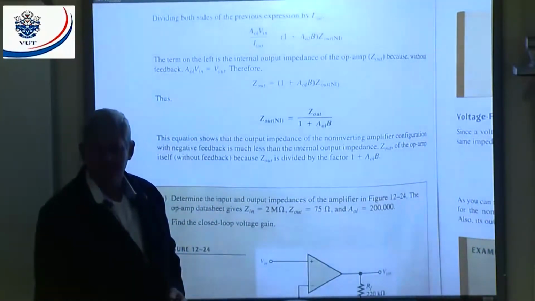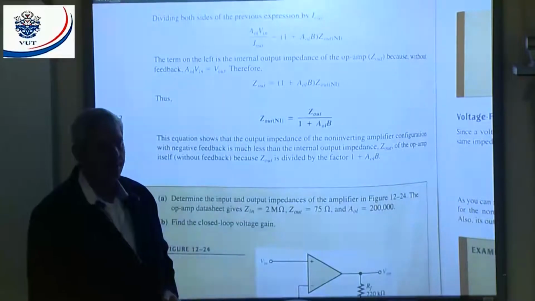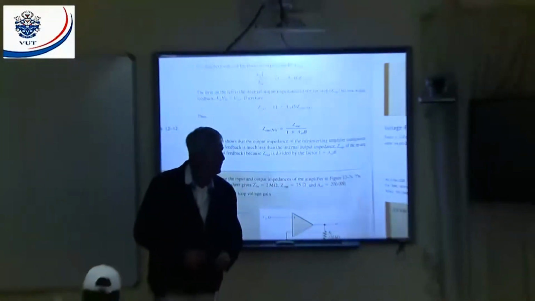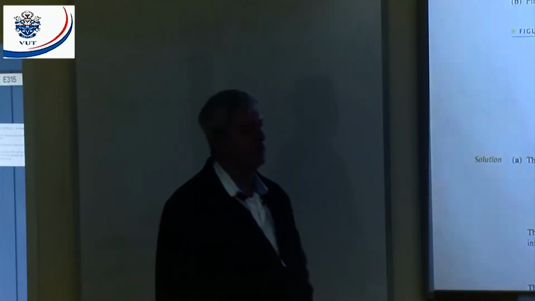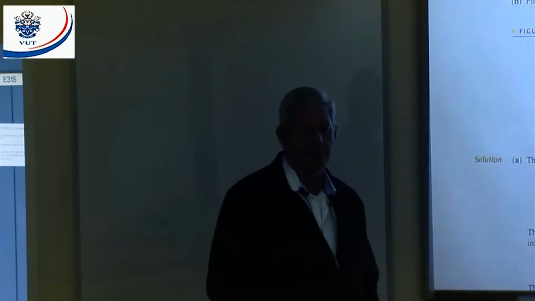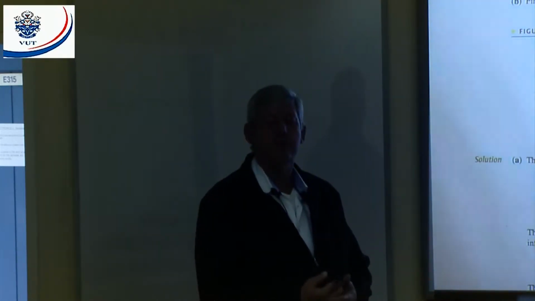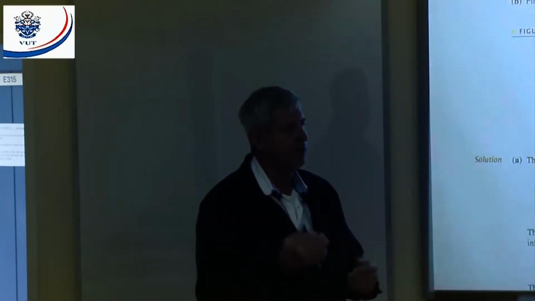Now, if I go and work out Z in of the... you've got a question? Yes, I was asking, if the open loop gain is not given, do we assume it's 200,000? No, you're not going to assume it. They will normally give you the open loop gain, or they will give you a data sheet, and from the data sheet you can determine the open loop gain. You can't assume it, all right?